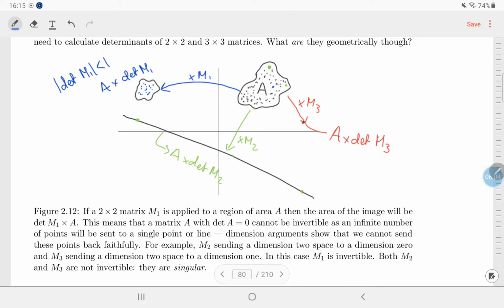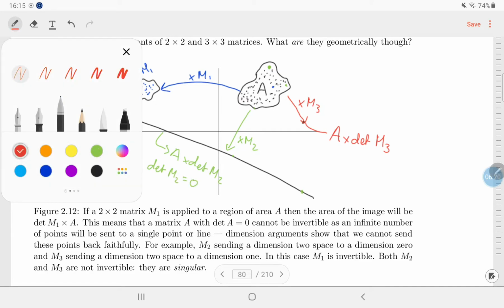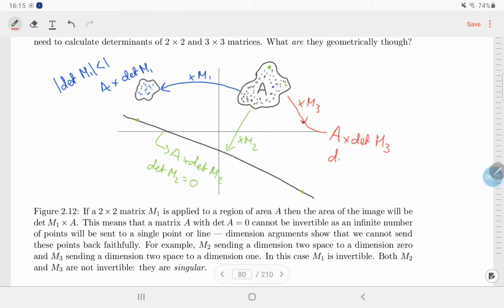Okay, now what about this one? If you look at the area of a line, well, you can talk about the length, but the width is 0, so the area of a line is just 0. So the determinant of M2 here is equal to 0. And similar story, the area of a single point is 0, so the determinant of M3 is equal to 0. And you can show that you can't send back with a matrix. Now you can do it with other things, but with a matrix, you can't send back from dimension.